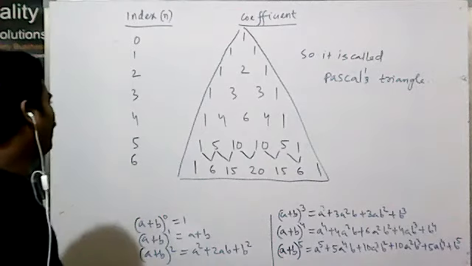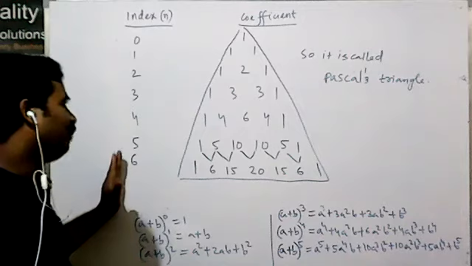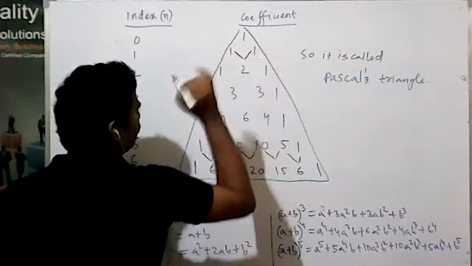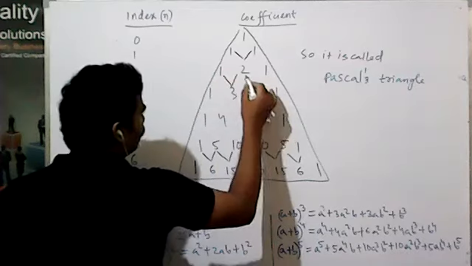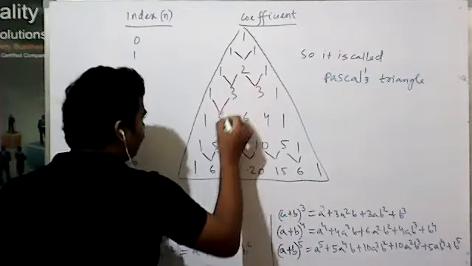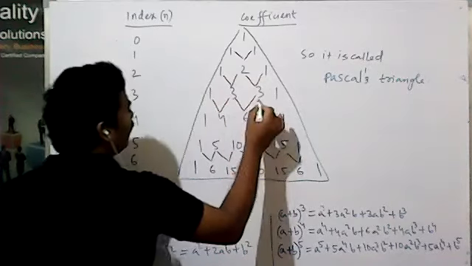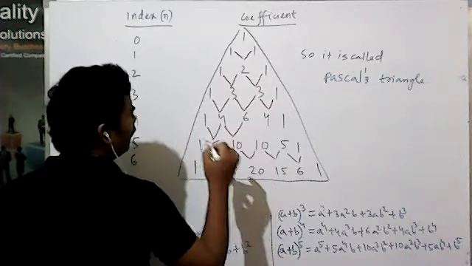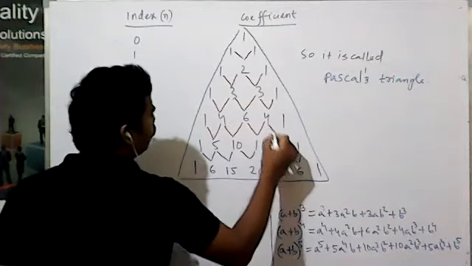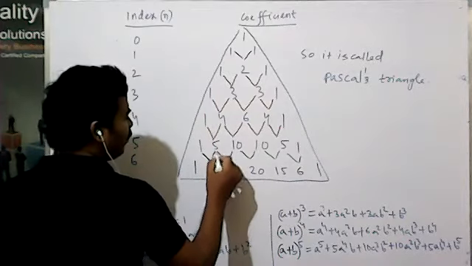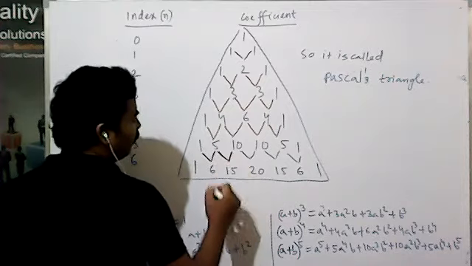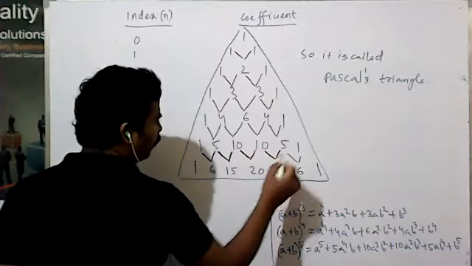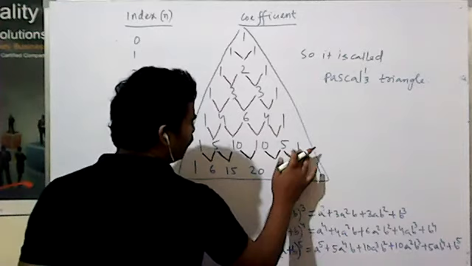Similarly, we can find more rows, whatever the index will be. Just follow this: 1 plus 1 is 2, 1 plus 2 is 3, 2 plus 1 is 3, 1 plus 3 is 4, 3 plus 3 is 6, 3 plus 1 is 4, 1 plus 4 is 5, 4 plus 6 is 10, 6 plus 4 is 10, 4 plus 1 is 5. Similarly, 1 plus 5 is 6, 5 plus 10 is 15, 10 plus 10 is 20, 10 plus 5 is 15, 5 plus 1 is 6.